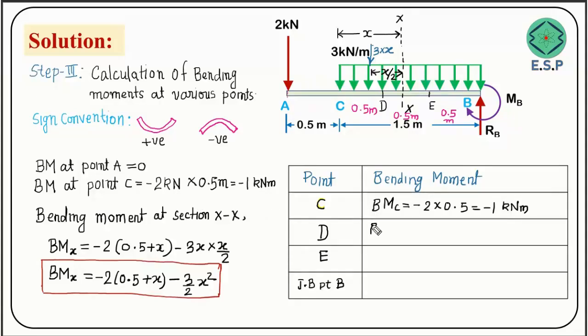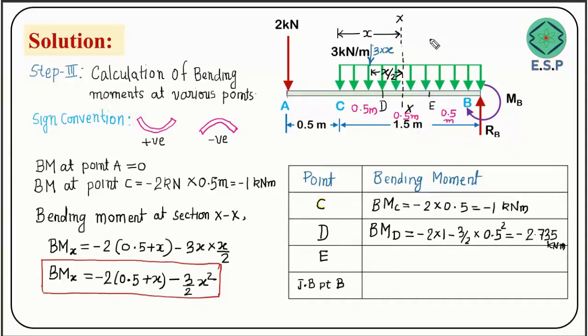Now we'll find out the bending moment at point D. When I find the bending moment at point D, this plane is going to be here. So the distance will be 0.5 meters. So we'll put that 0.5 meters here. So 0.5 plus 0.5 is going to be 1. So minus 2 into 1. And again the value of x is going to be 0.5, so 3 by 2 into 0.5 square. If you simplify this, you will get the bending moment at point D as minus 2.735. Again the same unit, kilonewton meter. So this is what we got, the bending moment at point D.